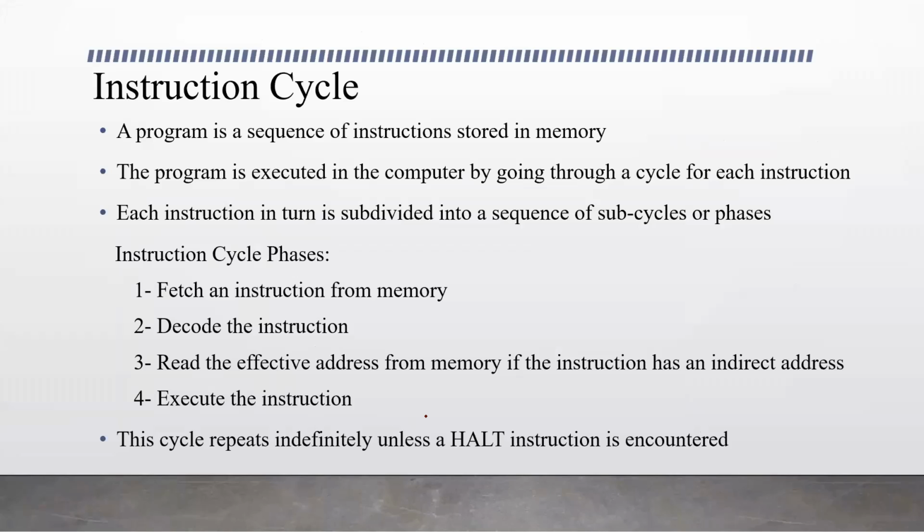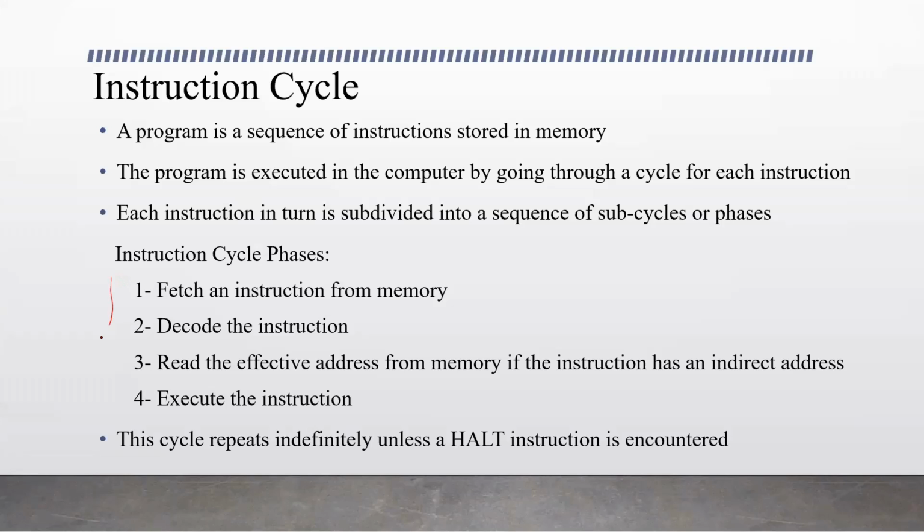Every program is a group of instructions. For every instruction, the same set of processes needs to be repeated for its execution, correct? The same set of processes needs to be repeated for the execution of each and every instruction in the program. So this set of processes, we call the instruction cycle.